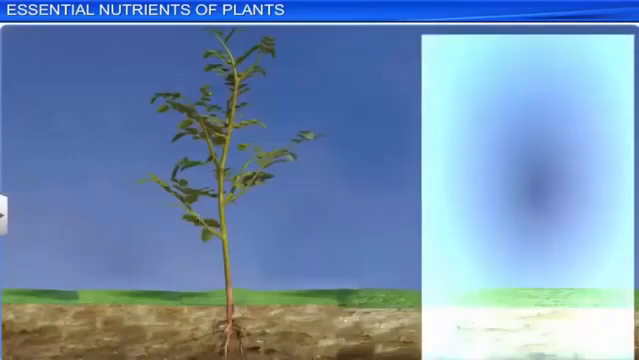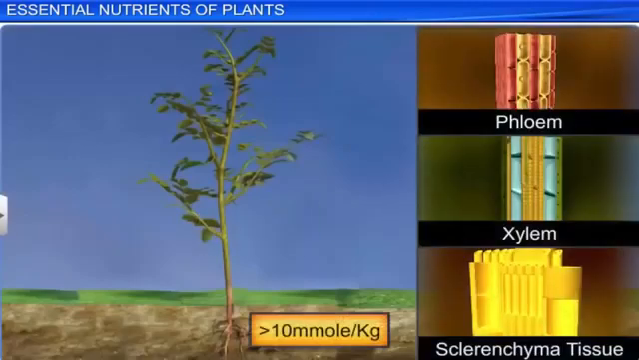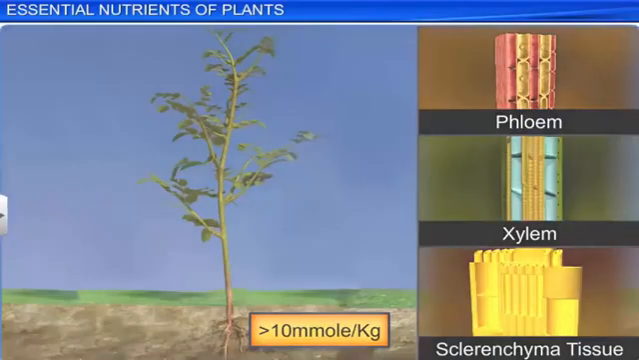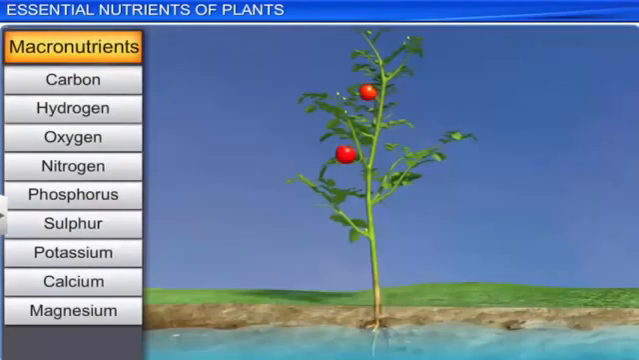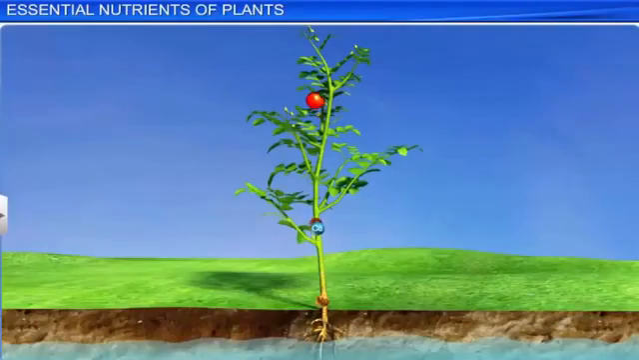Plant tissues contain more than 10 mmol per kg of dry weight in macronutrients. Of these, carbon, hydrogen, and oxygen are mainly obtained from CO2 and H2O, while the others are absorbed from the soil. The elements that are required in minute quantities are called micronutrients or trace elements.